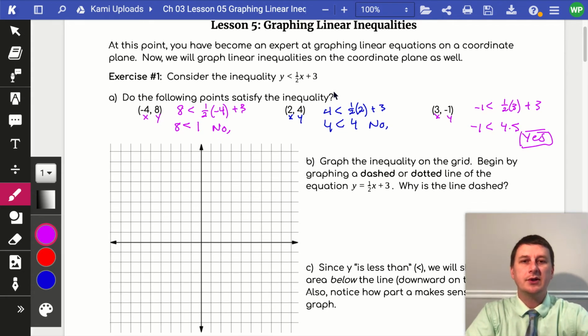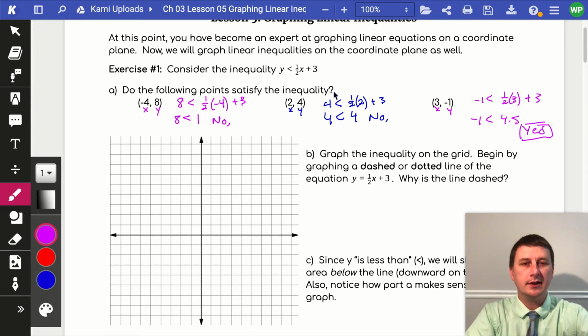So in order to graph an inequality now, it's very similar to an equation with a couple of things that are a tiny bit different. So let's take a look at part B. Graph the inequality on the grid. Begin by graphing a dashed or dotted line of the equation y equals 1/2 x plus 3. So we have the same 1/2 x plus 3 here, but it says begin by graphing a dashed or dotted line, and we'll talk about why it's dashed after we graph it.